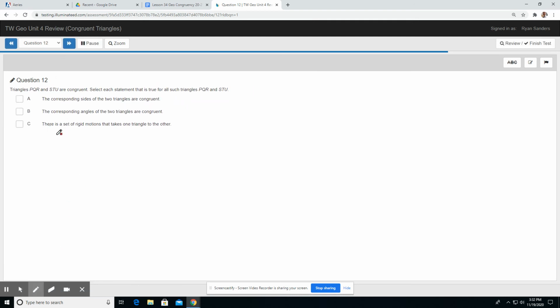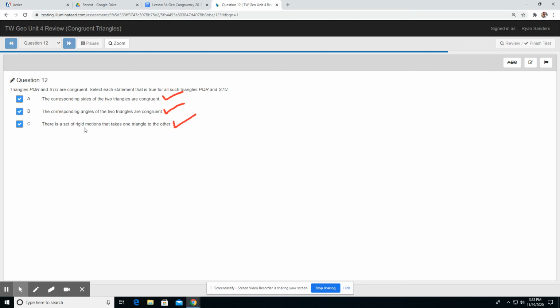All right, triangles PQR and STU are congruent. Select each statement that is true for triangles PQR and STU. So let's just go through it. Corresponding sides of the two triangles are congruent. That's true. All the sides have to be the same for congruent triangles. Corresponding angles of the two triangles are congruent. Yes, all the angles have to match. There is a set of rigid motions that takes one triangle into the other. Yes.